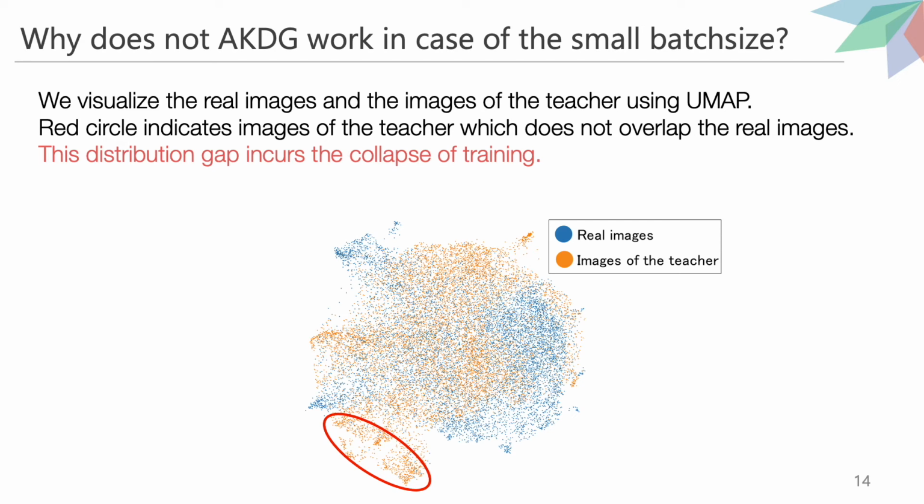After that, the student generator receives a large gradient from the additional discriminator. In the next iteration, the additional discriminator easily judges the images of the teacher or student because the student generator generates bad images. Finally, the student training heads for collapse. It is the reason why AKDG does not work in case of small batch size.